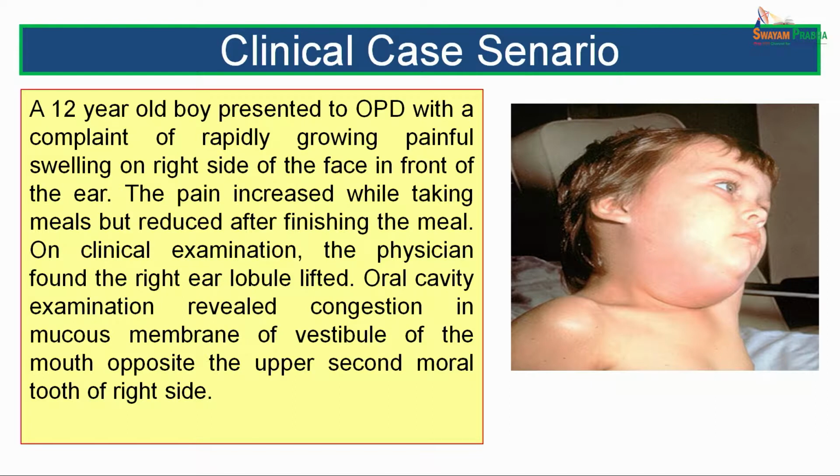On clinical examination, the physician found the right ear lobe lifted. Oral cavity examination revealed congestion of the mucous membrane of vestibule of the mouth opposite the upper second molar tooth of the right side. Based on these, the diagnosis given was acute parotitis of the right side. Let's keep this case scenario in mind so that we understand why these symptoms developed and how the diagnosis was done.